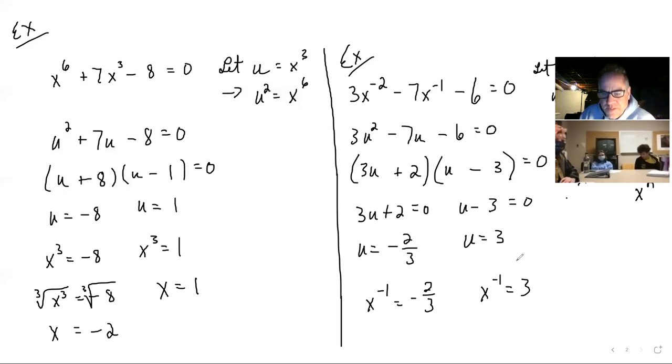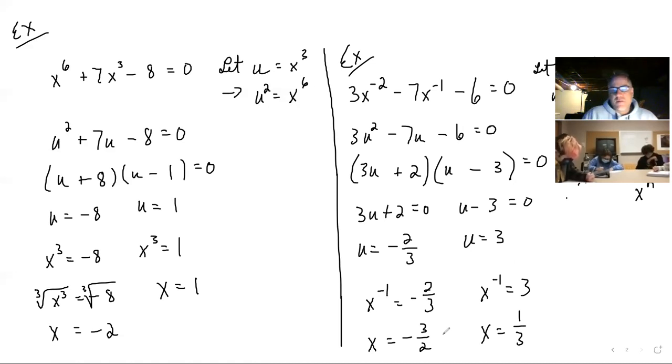Hence, when I look at this, x to the negative first equals 3, then that means x is the reciprocal of 3, which is simply 1/3. Just flip it. And same deal here. What's the reciprocal of negative 2/3? It is a negative 3/2.